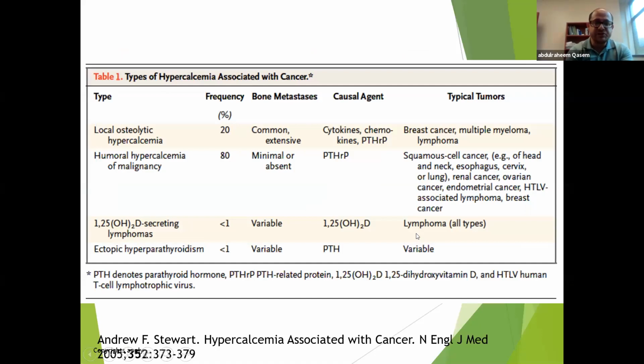In this slide we talk about the mechanisms of hypercalcemia in malignancies. More than 80% of the time it is related to release of PTH-related peptide. In 20% of the time it's due to direct bone mets, local osteolytic hypercalcemia. Very rarely you see 1,25 hydroxy vitamin D secreting tumors, mainly in lymphoma. And very, very rarely you see some PTH ectopic production, usually in germinomas or teratomas.